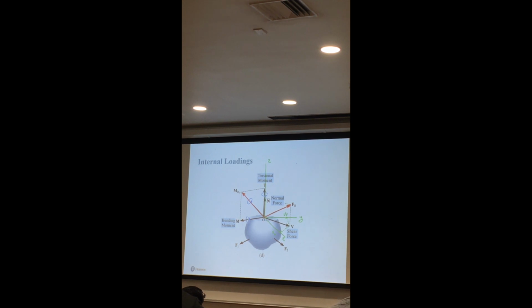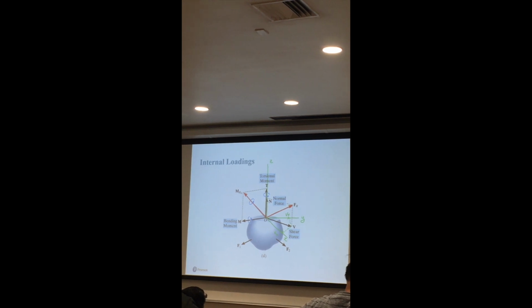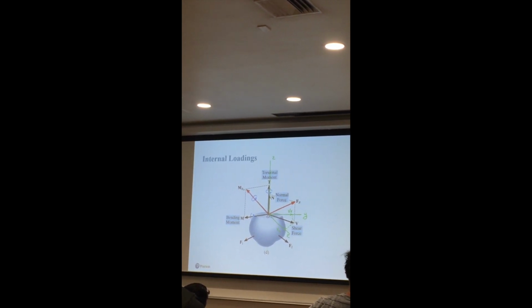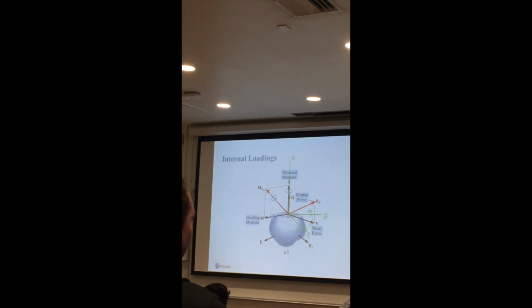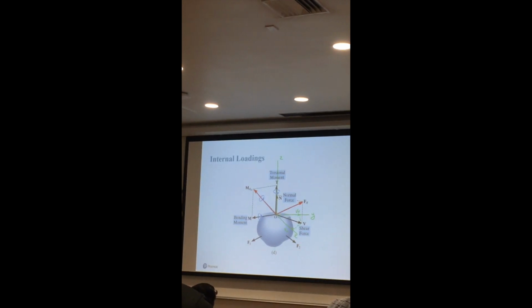We call it torsional moment. Why is that called torsional? What kind of action does it apply? Around the torso? Around the axis, around the cross-section area. Okay, what did you say? Twisting. I think twisting is a good word, right? It's twisting this whole thing.